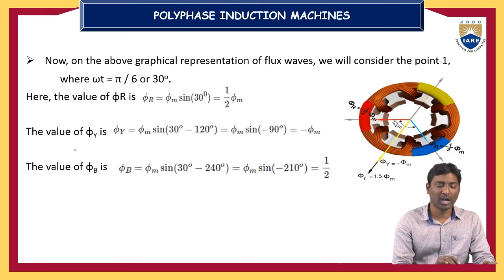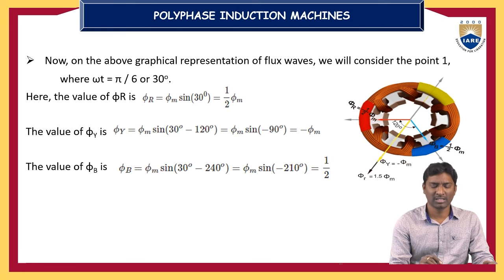Similarly, I am substituting omega t equal to pi by 6, or 30 degrees, in the equation of phi y, that is phi y is equal to phi m into sin of omega t minus 120 degrees, where omega t is equal to 30 degrees. Substituting here, I am getting phi m into sin of minus 90 degrees. So sin minus 90 is equal to minus 1, so I am getting minus phi m here.